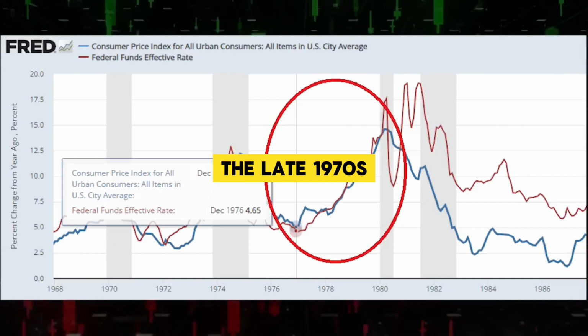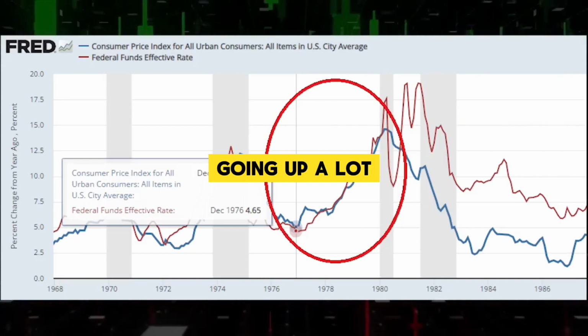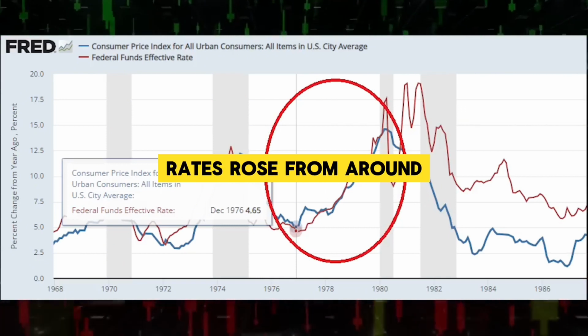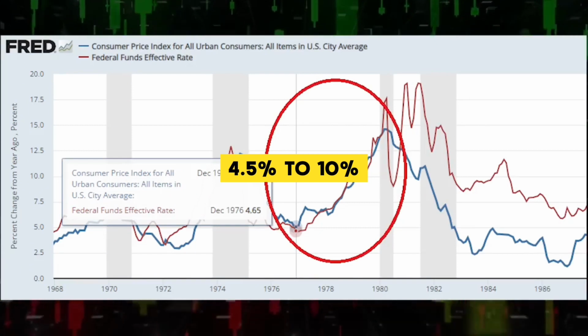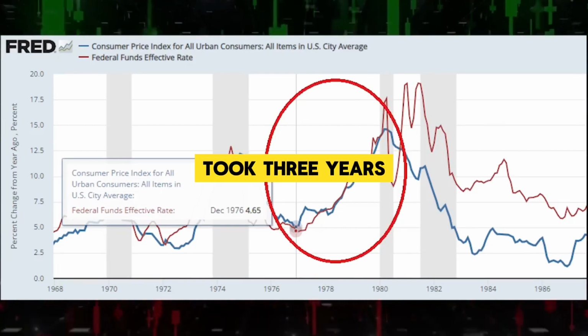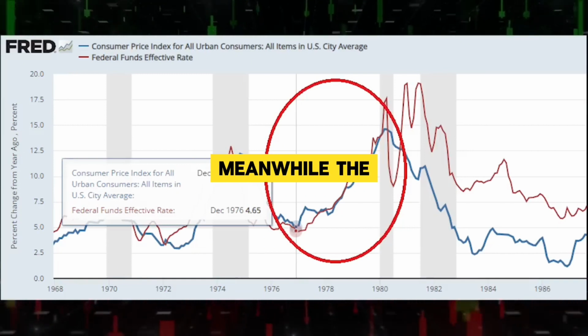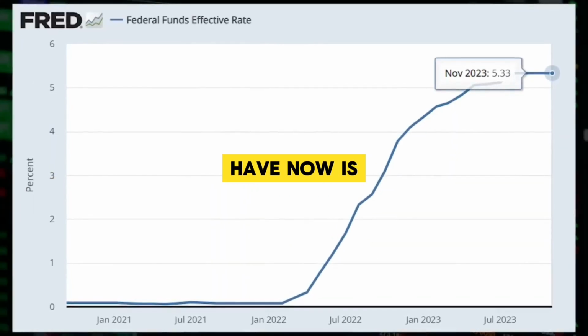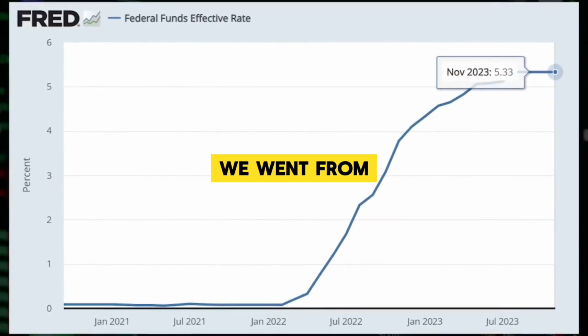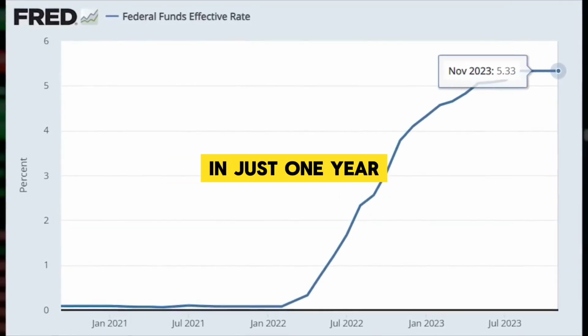In the late 1970s, inflation was going up a lot, and therefore the interest rates rose from around 4.5% to 10%. But that 5% raise took 3 years, from 1976 to 1979. Meanwhile, the current rate hike that we have now is the fastest in history. We went from 0 to 5.25% in just 1 year.